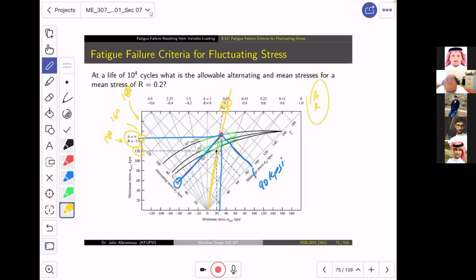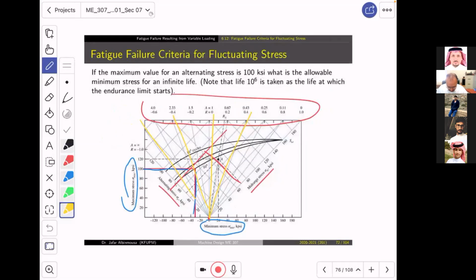You got my point? Yes, thank you. But yeah, I can see the R ratio of -1 is indicated on the left side, while it is not indicated on the top over here. So I'll check that. I'll see.